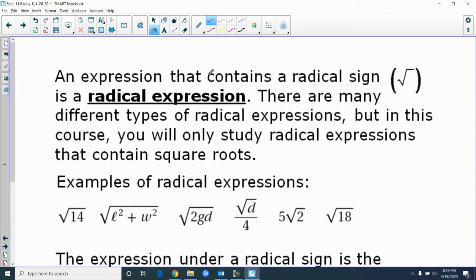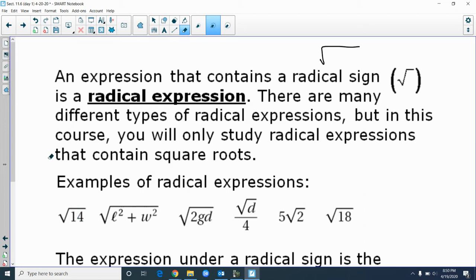And that's going to come up here in a second in simplifying radicals. Well, going through here, an expression that contains a radical sign. Now, there could be a square root or cube root. Basically, we are just going to deal with square roots. A cube root has a little 3 right up in here. We are not worried about that just yet. We're just going to worry about square roots. There are many different types of radical expressions, but in this course, we're only going to study square roots, like I said.